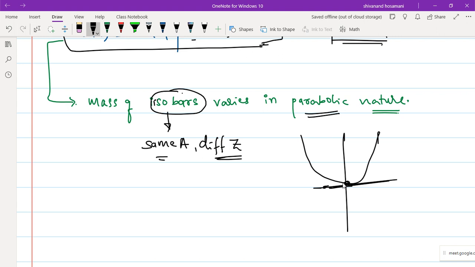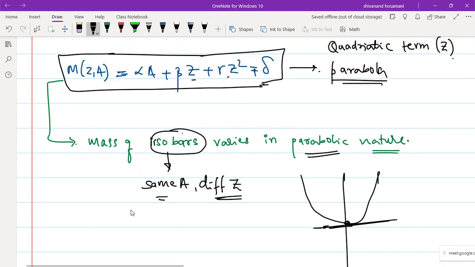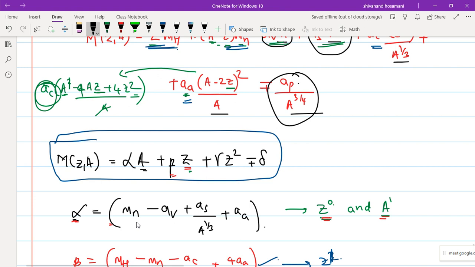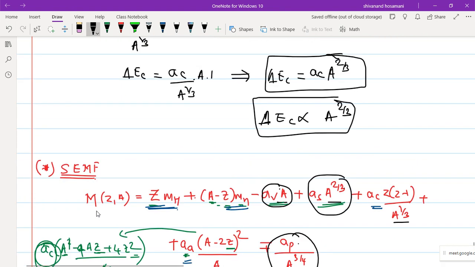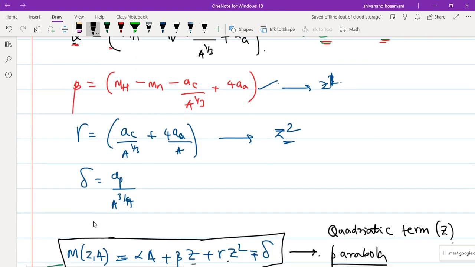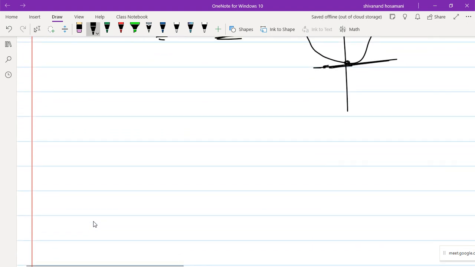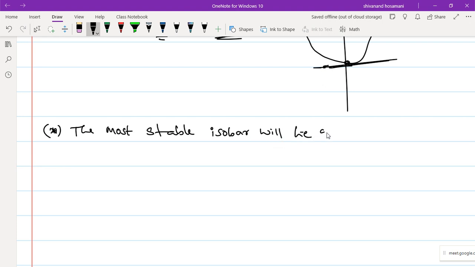So therefore, remember the most stable isobar. By using the semi-empirical mass formula, we can calculate the most stable isobar. There is another point I will tell about what exactly the most stable one is. The most stable isobar will lie at the vertex of the parabola.